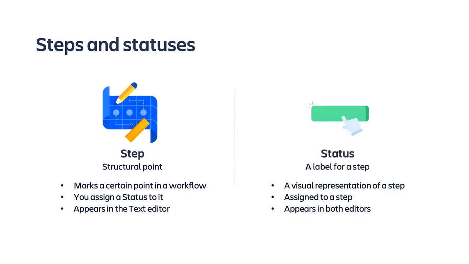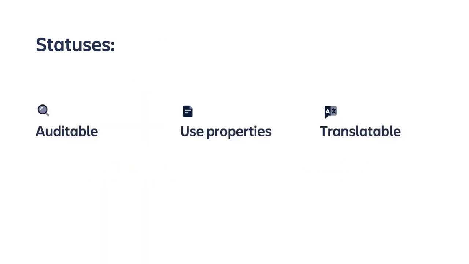Statuses are the visual representations of steps. They are the blocks you see instead of steps when working in Jira. They add visualization to a workflow by adding colors to a status and associating statuses to status categories. Statuses appear both in the text and visual workflow editors. Next, let's consider what we can do with statuses.